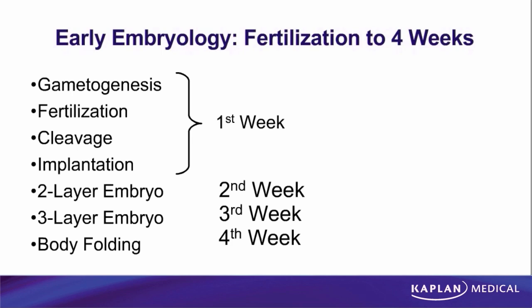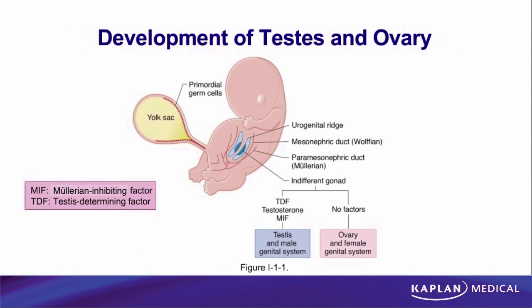From fertilization through implantation is what happens in the first week. In the second week, the embryo assumes a two-layered form. And then in the third week, it converts to a three-layered embryo. And then in the fourth week is when the body folding occurs. So we'll start off taking a look at how we form gonads.